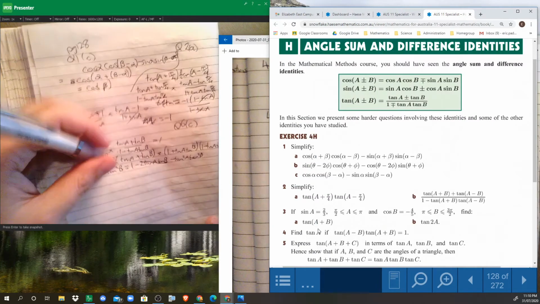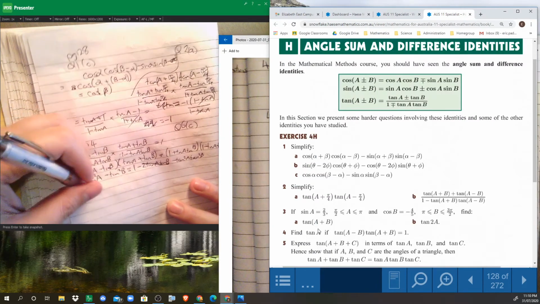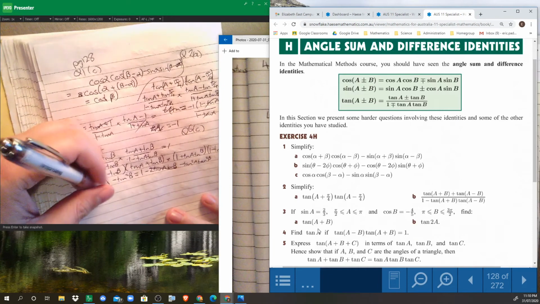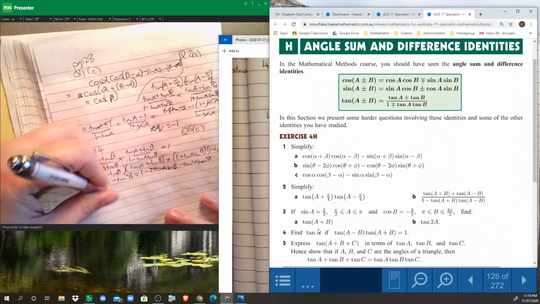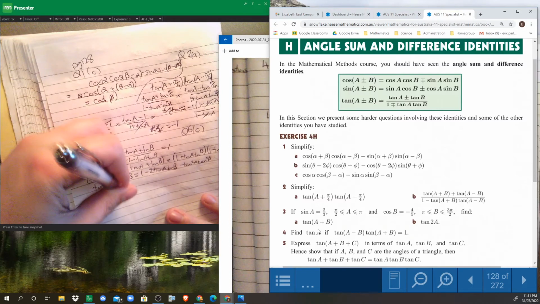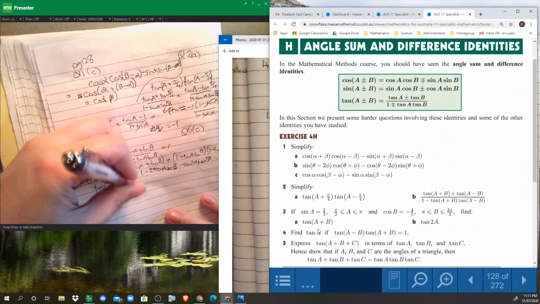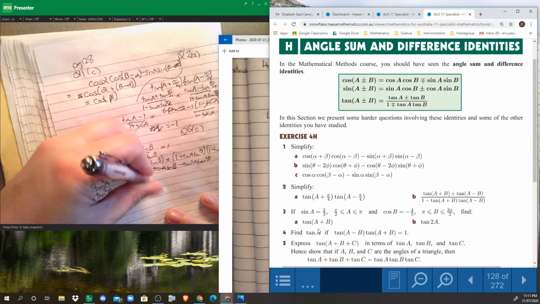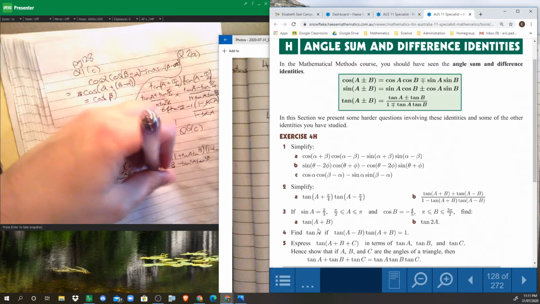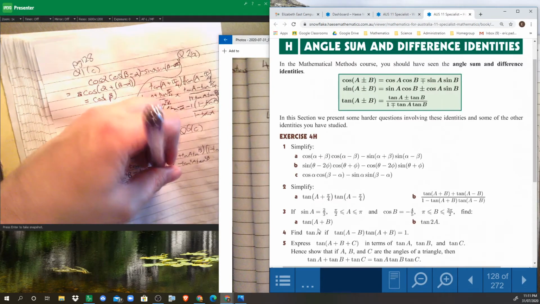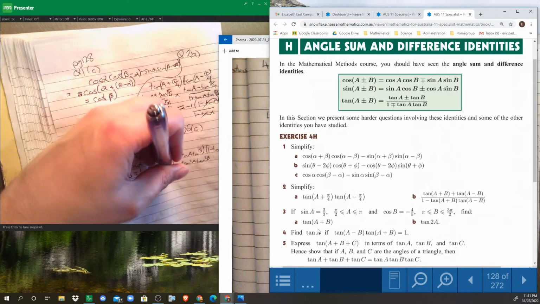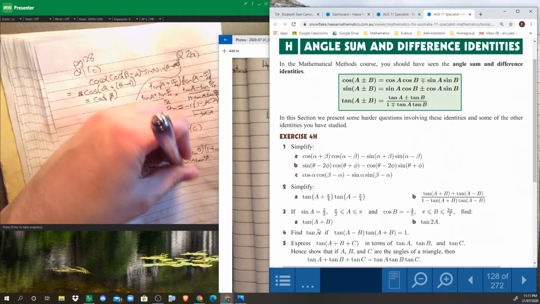All right, so let's group up. Let's get everything that has a tan A in it. Bring that across here. Tan squared A plus tan squared A tan squared B equals 1 plus tan squared B.